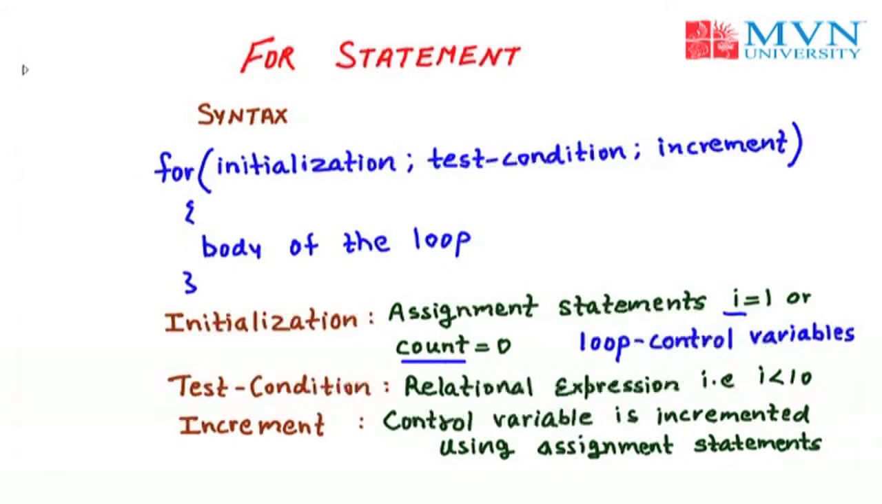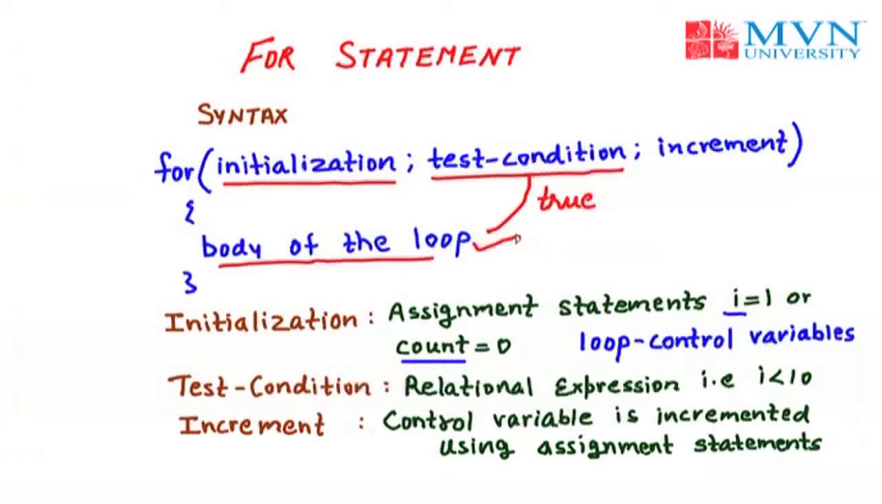In this for statement, first the initialization of the control variables will be done. After that, the test condition will be evaluated. If the test condition is true, then the body of the loop will be executed. When the body of the loop is executed, then the control is transferred back to the third part of the for statement, and in this the control variable will be incremented, and this loop continues until the test condition becomes false. Now let's use the for statement in a C program.